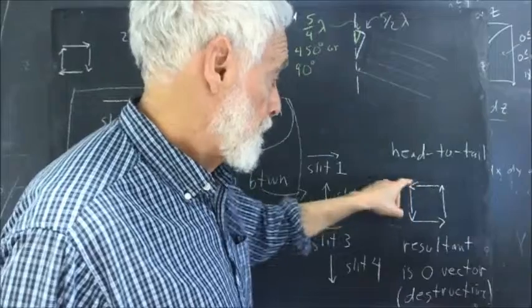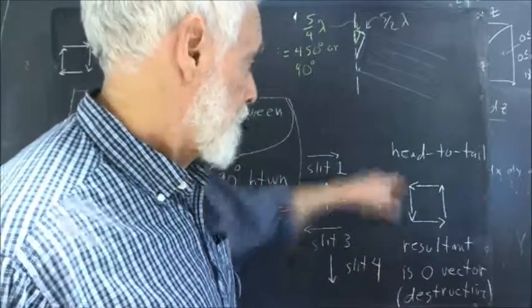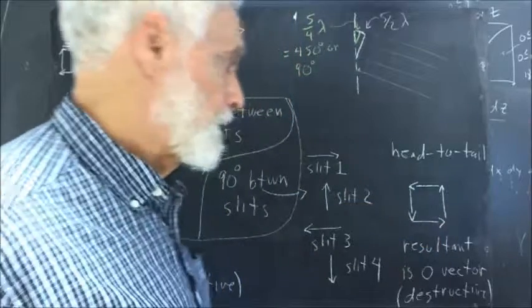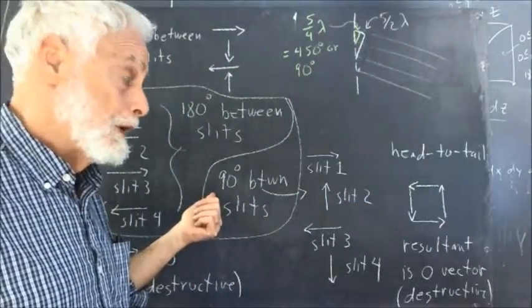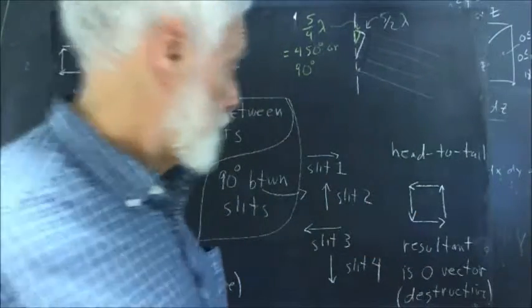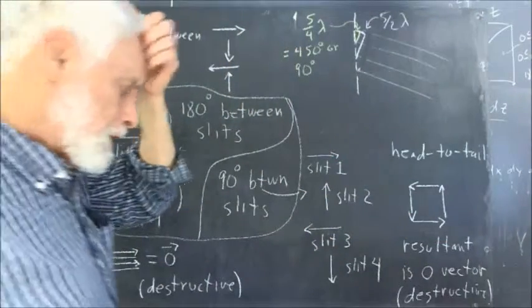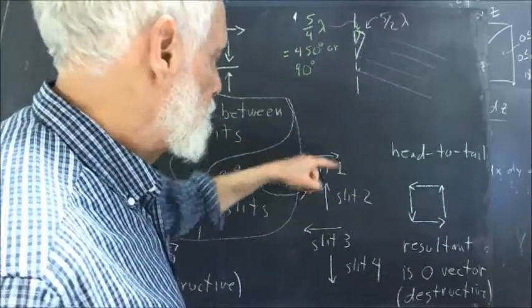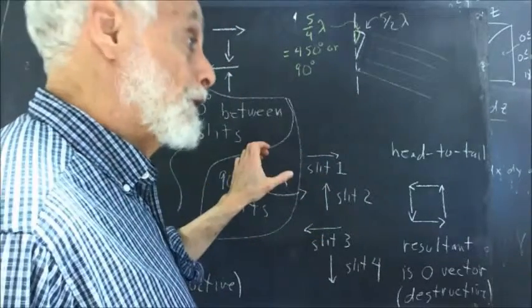First, second, third, fourth. What do they add up to? They add up to 0. Putting the vectors head to tail, they add up to 0, indicating that if you do have 90 degrees between your slits, you're going to have destructive interference. And this is going to happen no matter in what direction the slits are. Whatever the direction of this slit, this one's going to have to be 90 degrees from that direction.